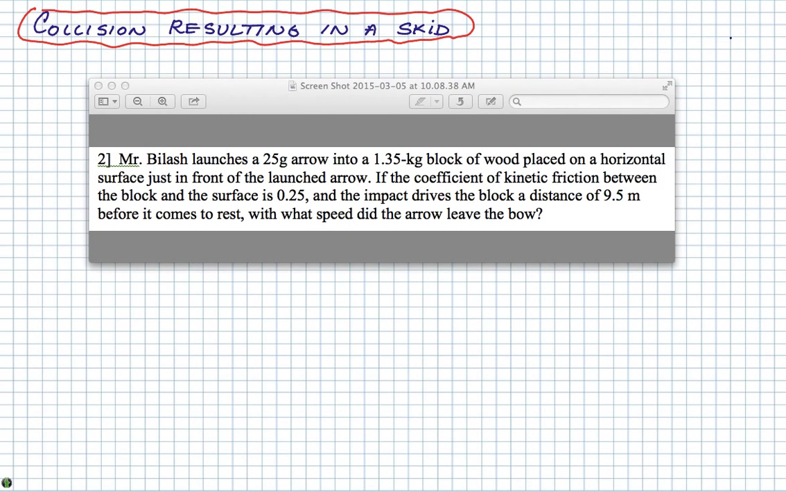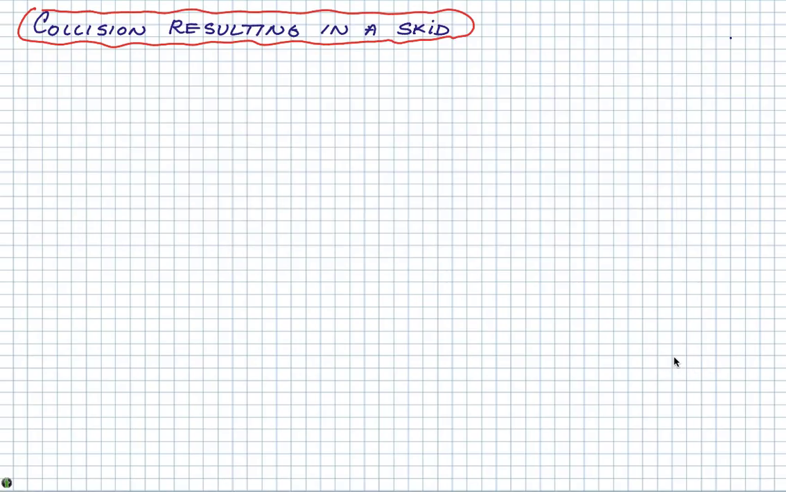In this problem, an arrow is shot into a block of wood, causing the block of wood and the arrow to slide across a surface. Friction is not ignored here. First of all, stop the video and copy down the question. Now that you have a record of the question, let's begin solving it.